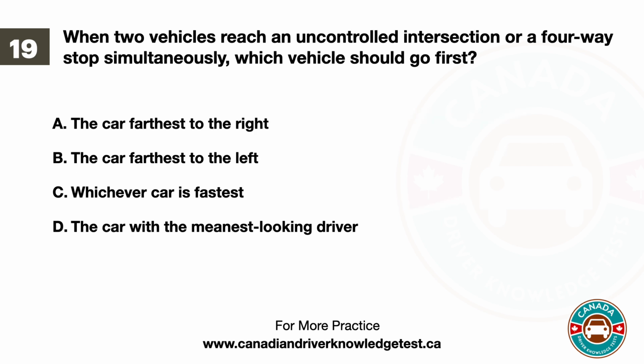Question 19. When two vehicles reach an uncontrolled intersection or a four-way stop simultaneously, which vehicle should go first? A. The car farthest to the right. B. The car farthest to the left. C. Whichever car is fastest. D. The car with the meanest-looking driver. The answer is A. The car farthest to the right.